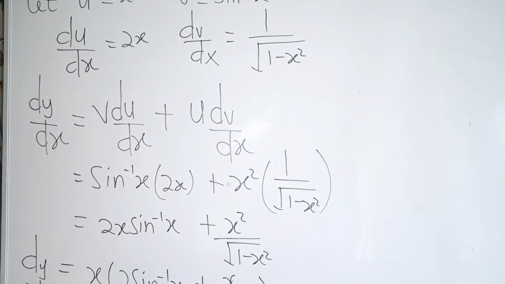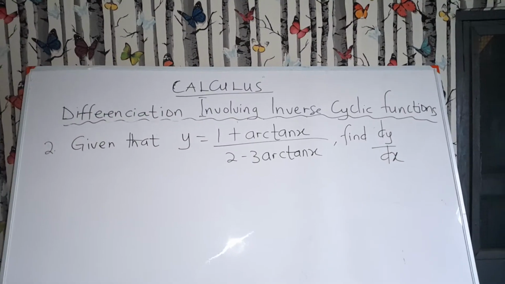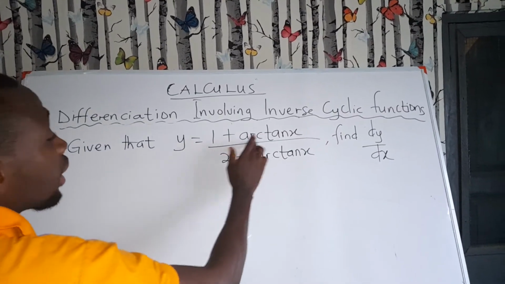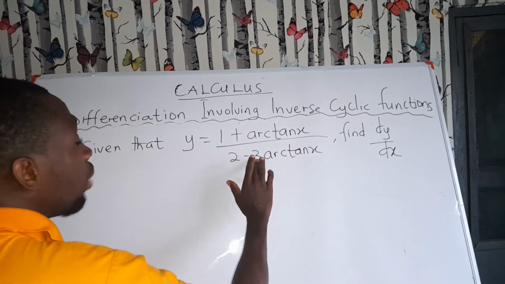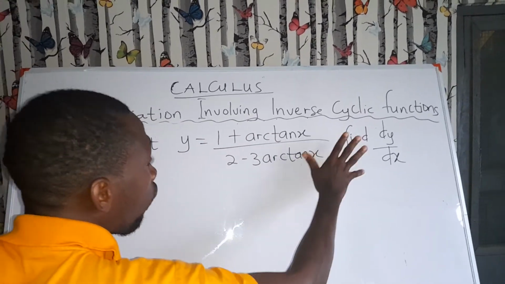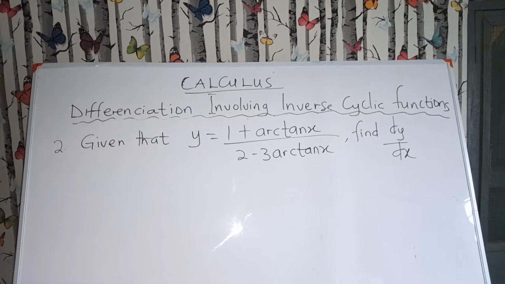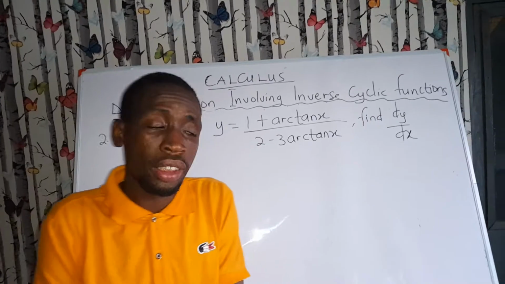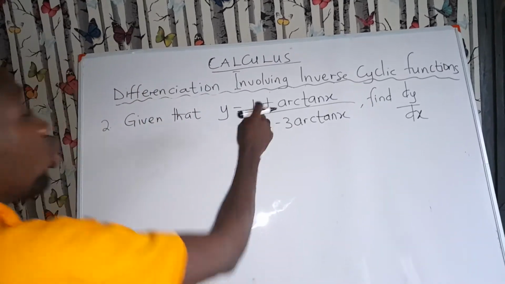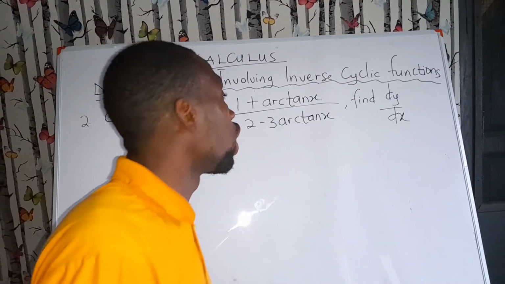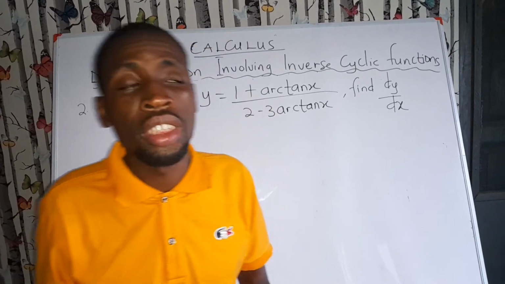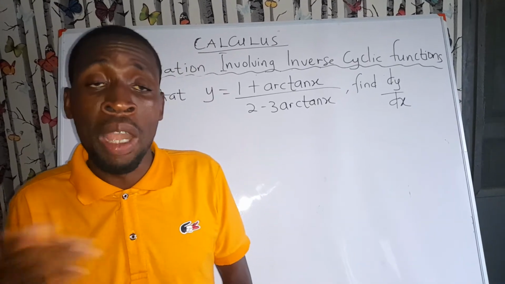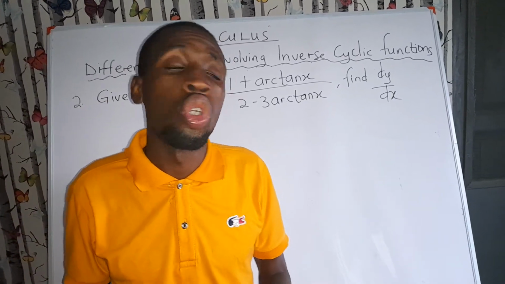Now we'll solve our second question. They say, given that y is equal to 1 plus arctan x over 2 minus 3 arctan x, find dy over dx. Remember we said that arctan x is the same as tan inverse x. So we'll use what is known as the quotient rule to solve this question. Please check out my video on differentiation using the quotient rule on YouTube.